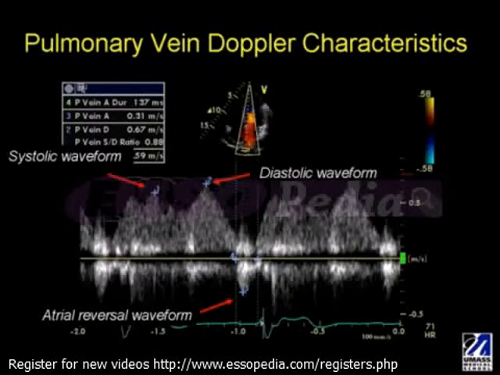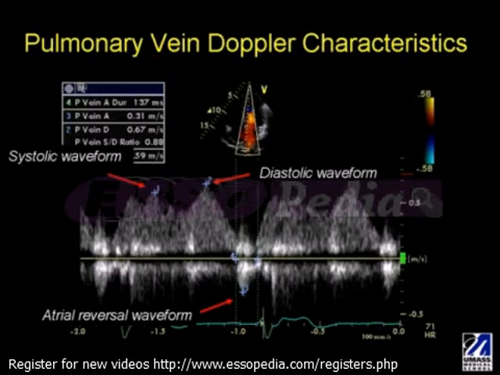Pulmonary vein Doppler characteristics. Here is an example of pulsed wave Doppler with the sample volume placed at least half a centimeter into the right upper pulmonary vein. There are three waveforms that are seen. The first waveform is the systolic waveform, the S wave. The second waveform is the diastolic waveform, the D wave. And the third waveform is the atrial reversal waveform, or the AR waveform.